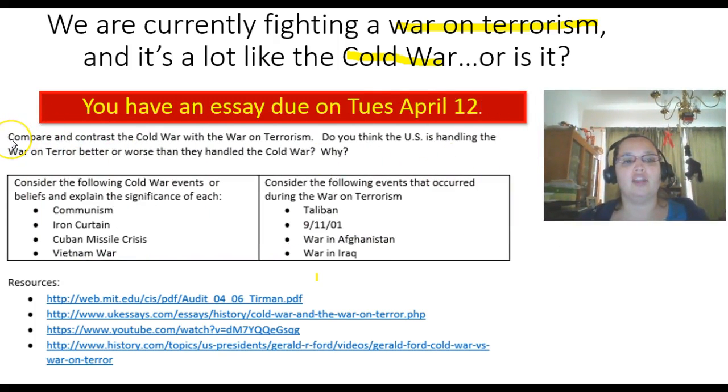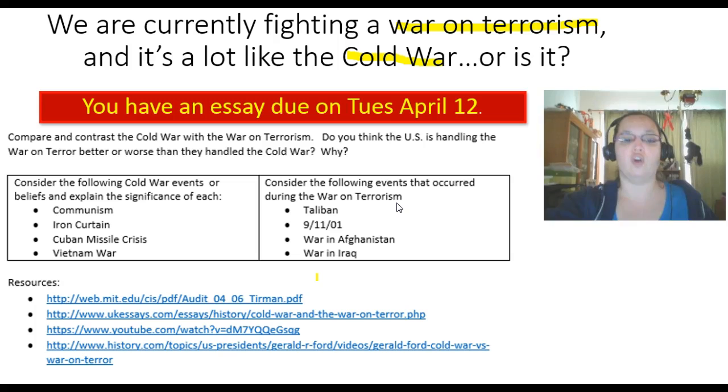You are going to compare and contrast the Cold War with the War on Terror, and you've been given 4 different items to explain what they mean as well as how they're significant to each war. So how is communism, Iron Curtain, Cuban Missile Crisis, and Vietnam War significant to the Cold War? And how are these 4 items significant to the War on Terror? So it's important not just to say what is communism, but how did communism contribute to the Cold War?